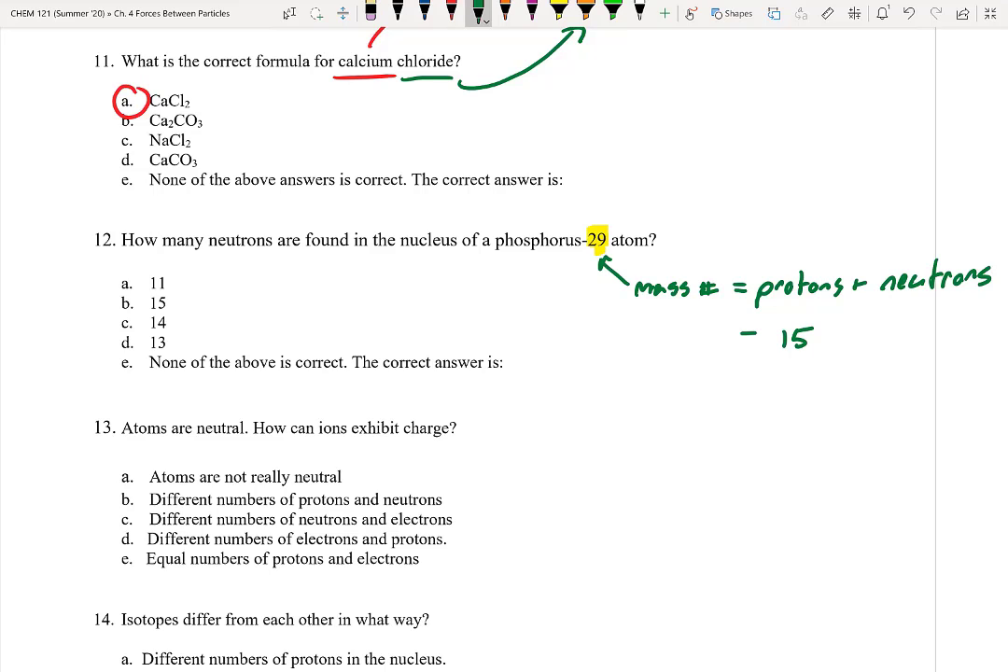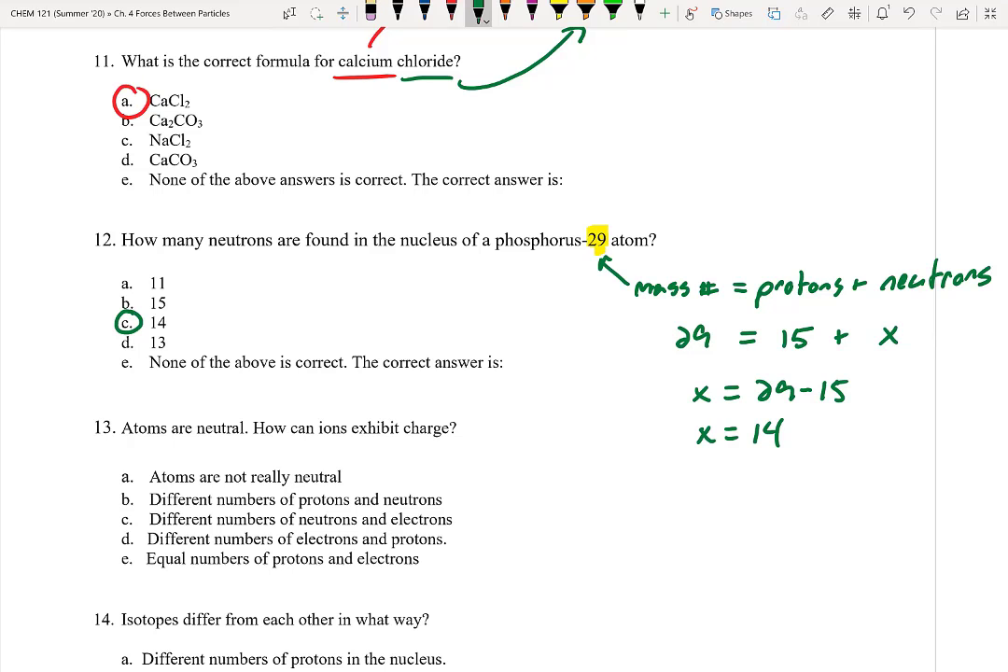So what I would do is I'd say, well, we know the mass number is 29. We know the protons is 15, and I'll just call the neutrons X. So really, to find this, we just need to do 29 minus 15, which would be what? 14? So we could say that there must be 14 neutrons in this phosphorus 29 atom.